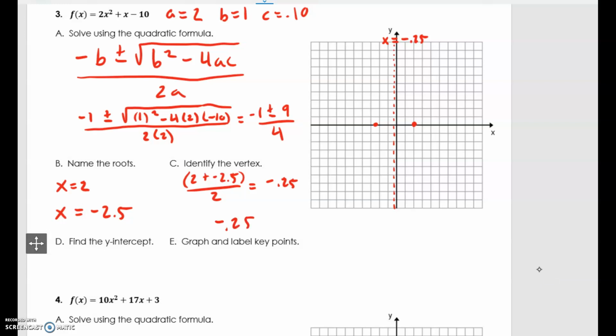Negative 0.25, negative 10.125. Attention students and staff.